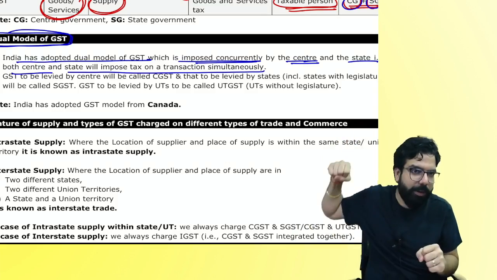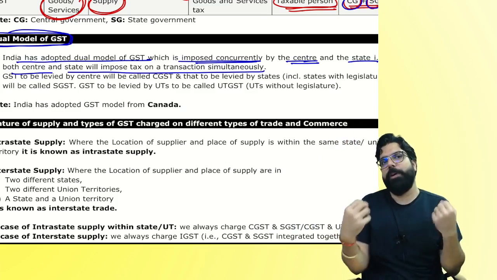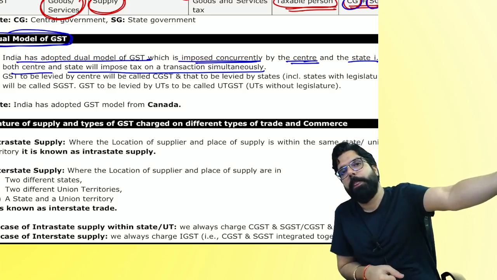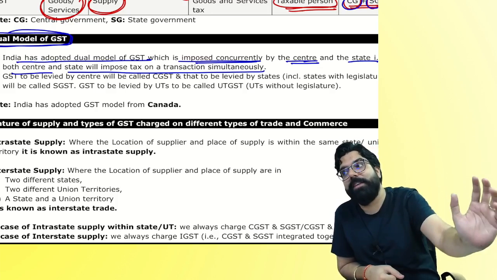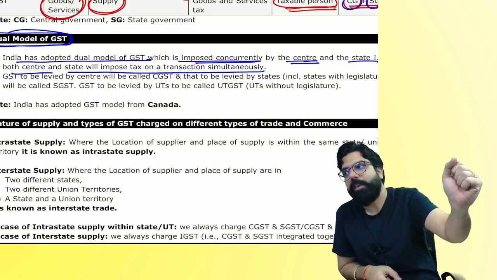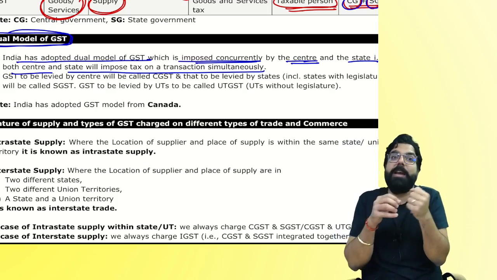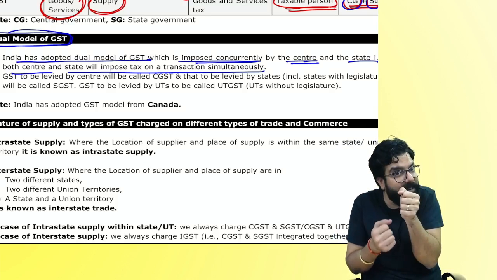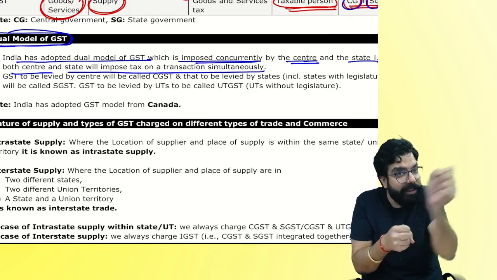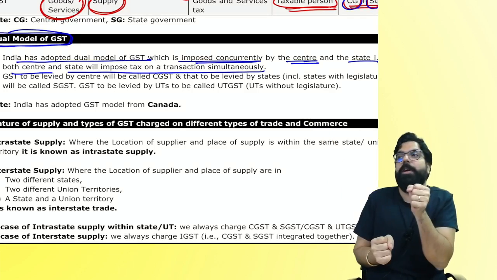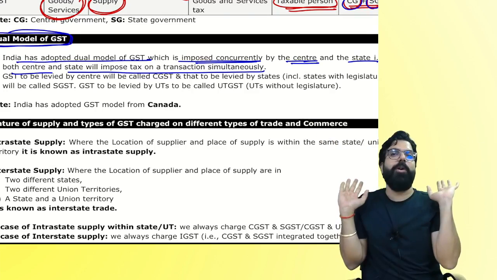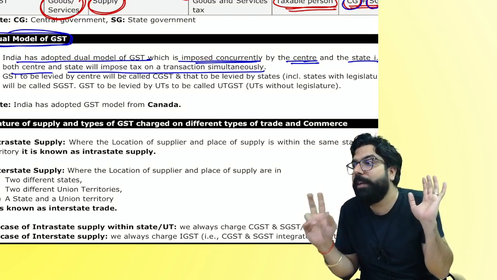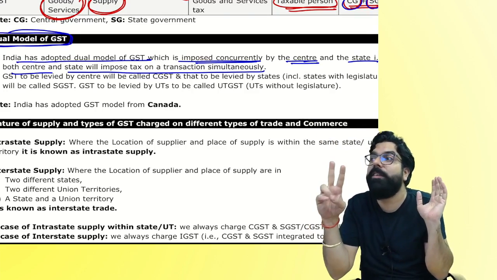50% central government you take, 50% state government you take. So whenever I sell goods, you will see in the invoice CGST and SGST is charged separately. Why? 18% GST: 9% is CGST, 9% is SGST. CGST is collected and given to the central government. SGST is given to the state government. Are we clear? That is why we always see dual GST.